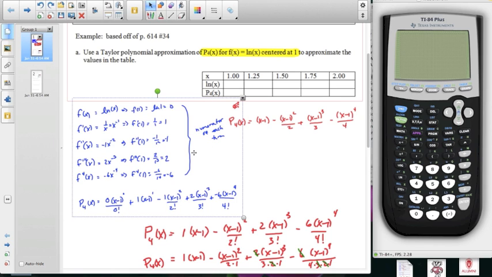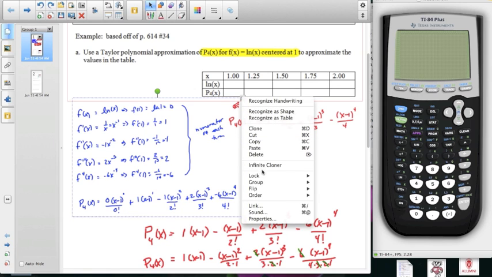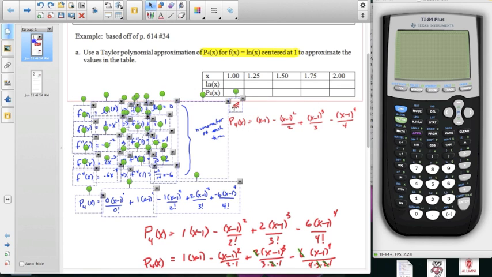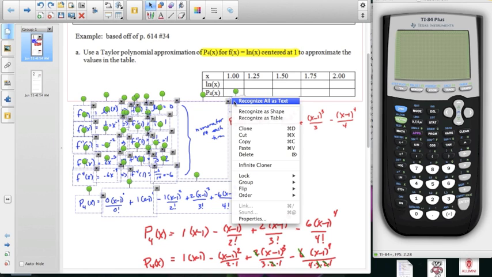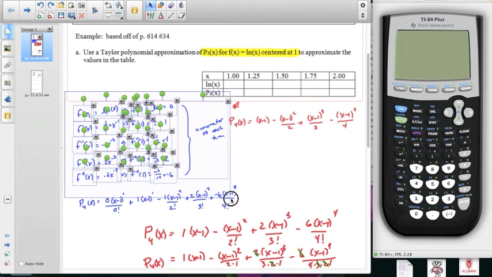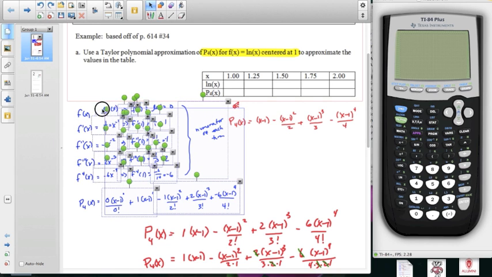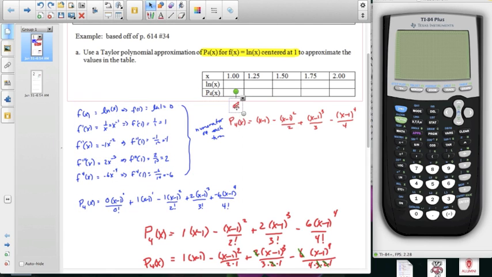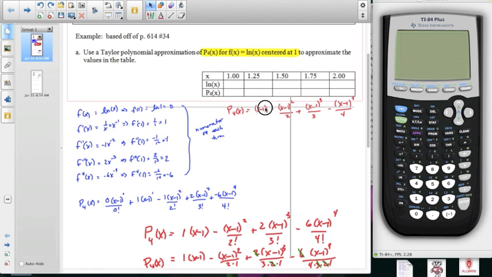And I just want to get rid of this here. So let me ungroup this real quick, and regroup this real quick. I didn't group it enough. There we go. So group that up. Just want to get rid of this sort of stuff there. There we go. Okay. So there's the polynomial approximation for natural log of x centered at 1.